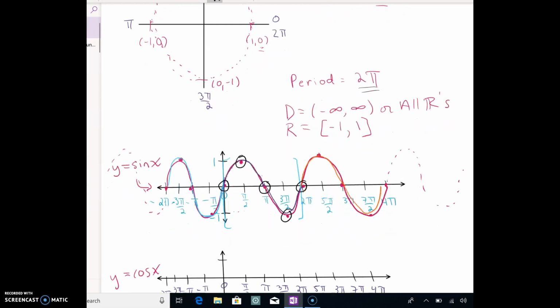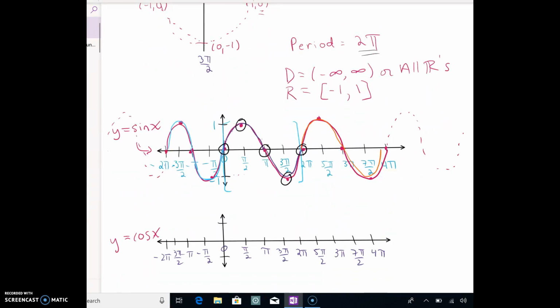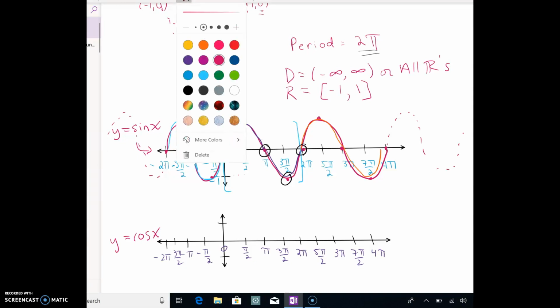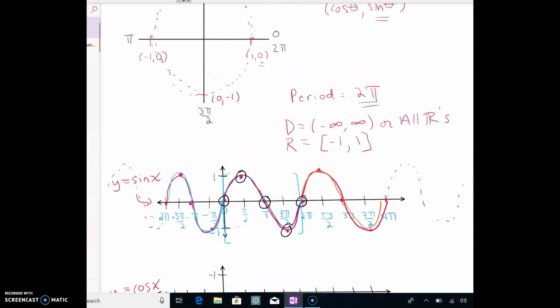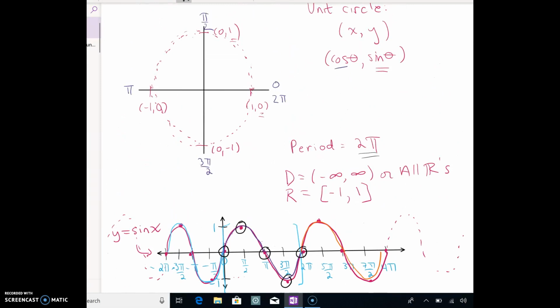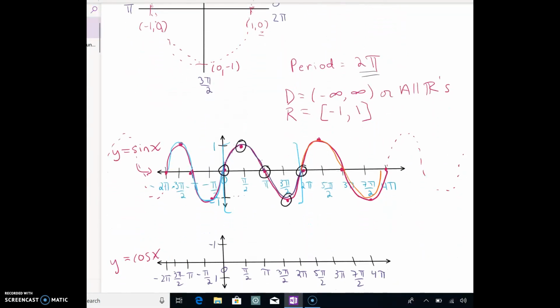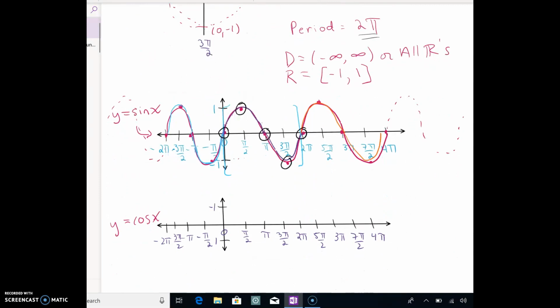Now let's compare that with cosine. What is the difference between our sine function and our cosine function in respect to what these two functions are going to look like? Now, for the cosine function, remember that cosine is represented by the x value. So now we're going to look at the x values of the unit circle. So if I start here at 0, notice that the x value is 1. So I'm going to start here at 1.